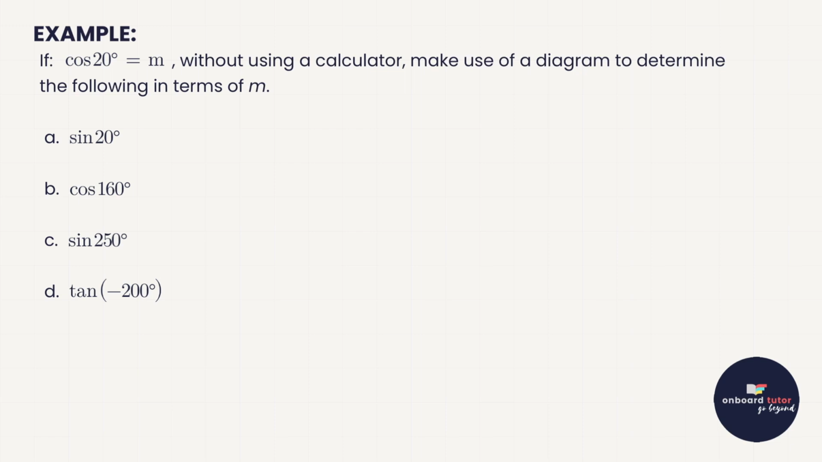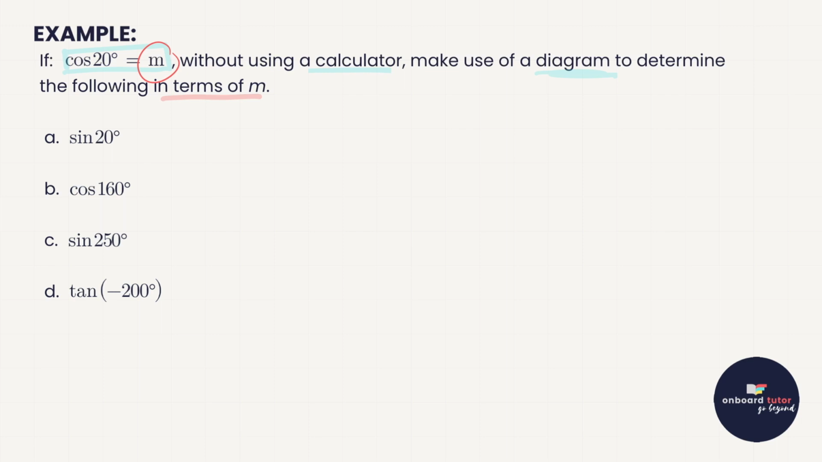If cos 20 equals m, without using a calculator, make use of a diagram to determine the following in terms of m. Okay, so this is a typical grade 11 and 12 Pythagoras-type question. We need to just remain calm. I know that often students see things like m and then they think, oh, I don't know anything, I don't have any numbers, what can I do? But the question has specifically said the answers must be in terms of m. So it's completely fine that we have an m.